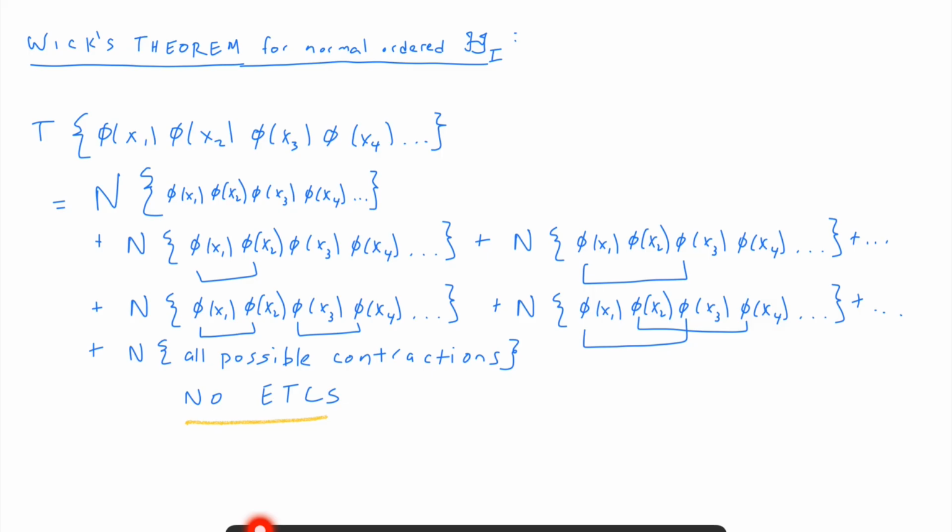So you can say, when I use Wick's theorem for something like this, what happens if x2 and x1 are at the same time? Do I also contract them? The answer is no. We will never use ETCs, or equal time contractions. If you ever see two terms that have equal times, you don't ever contract them. You can contract non-equal times, but you never include equal time contractions. That is the correct statement for Wick's theorem when you have an already normal ordered interaction Hamiltonian.